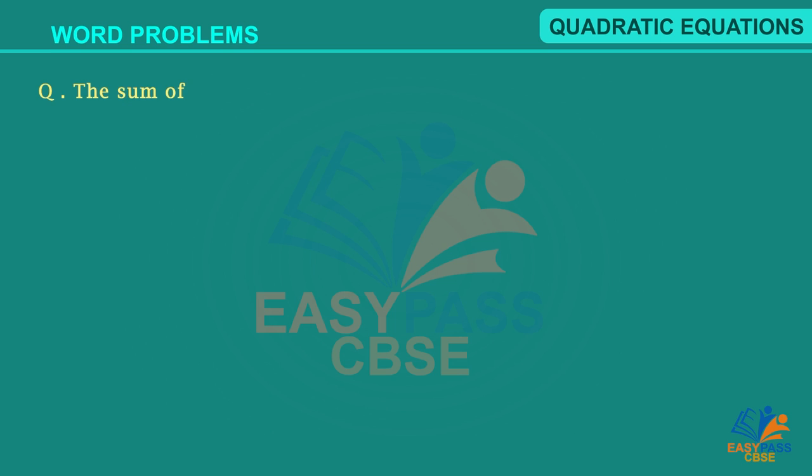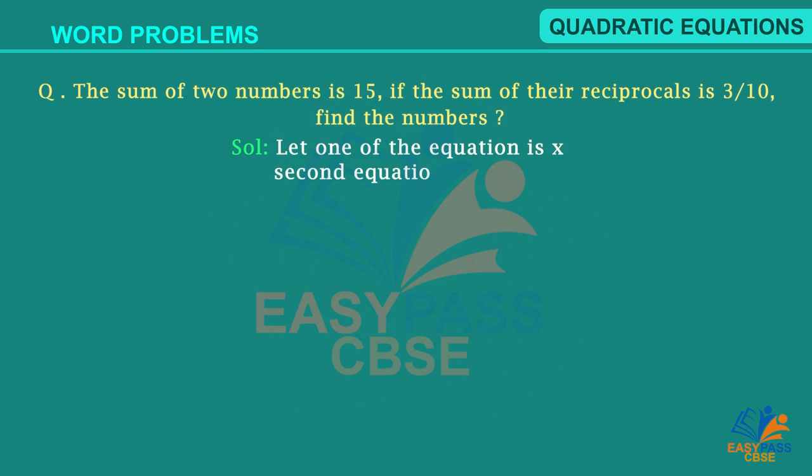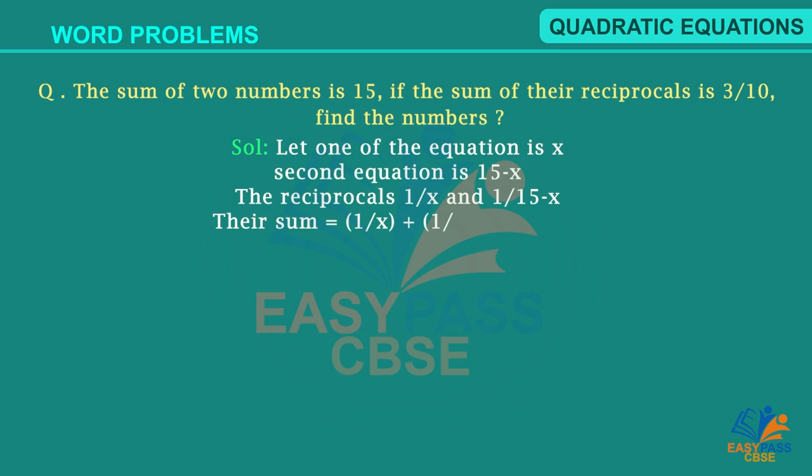Next question. The sum of two numbers is 15. If the sum of their reciprocals is 3 by 10, find the numbers. Let one of the numbers be x. Therefore, automatically, the second number is 15 minus x. The reciprocals are 1 over x and 1 over 15 minus x. Their sum, 1 over x plus 1 over 15 minus x, is equal to 3 by 10.